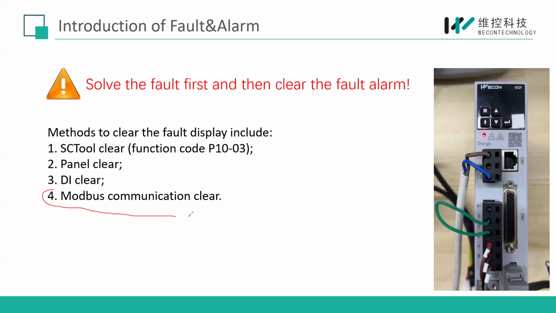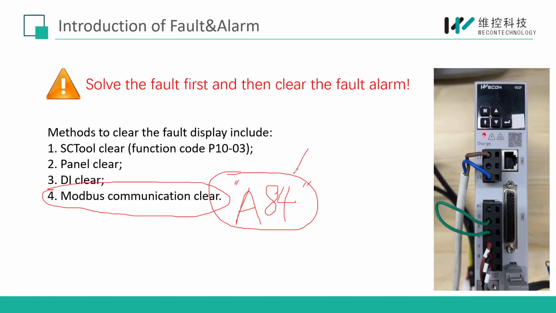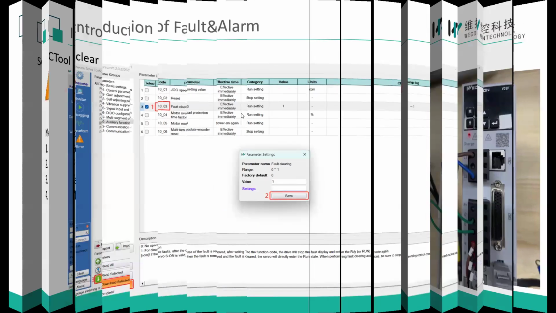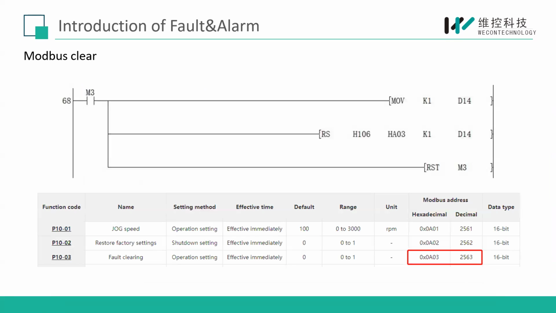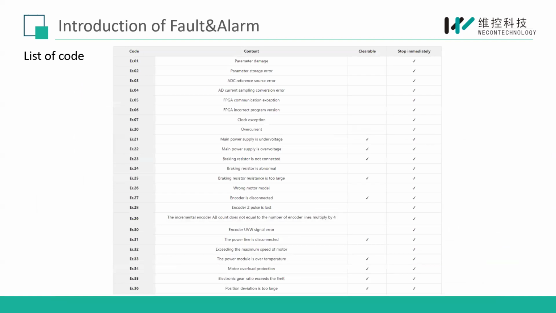So here, as I said, if our servo has alarm 84, this alarm means you need to repower to make the changed parameter take effect. But if we don't want to repower, we can use Modbus to clear this error. Then you can keep the motor running without repower. This is SC tool clear and Modbus clear. And here is the list of our error and alarm codes.